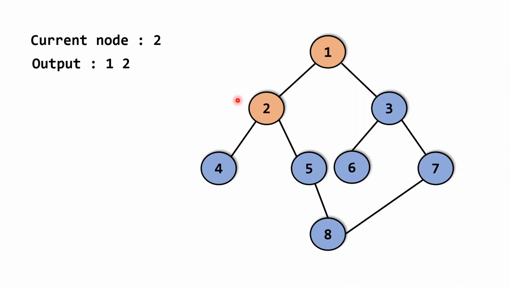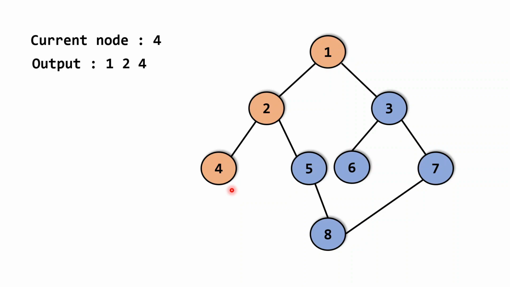Now for the 2 I will apply the same thing as we have done on node 1, that is I will check the adjacent nodes of this 2, which are 4, 5 and 1 in this case, but 1 is already visited, so we need not worry about that, but we have to check for this 4 and 5. So let's say I have selected 4, so our current node becomes 4, and I will make this node 4 visited and put it into the output.